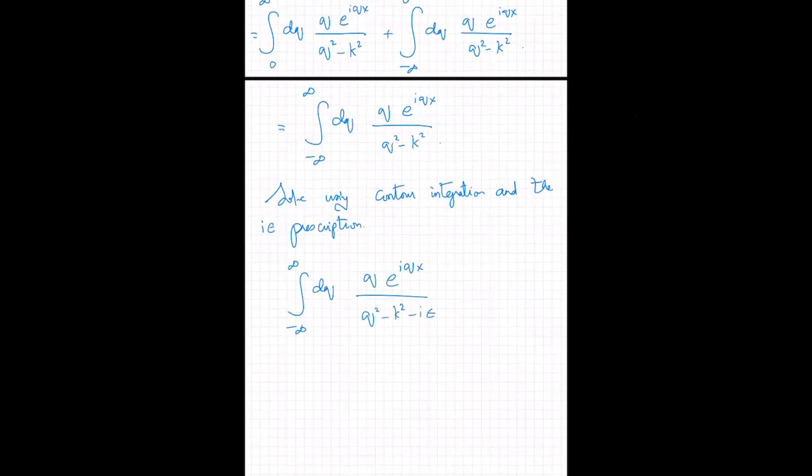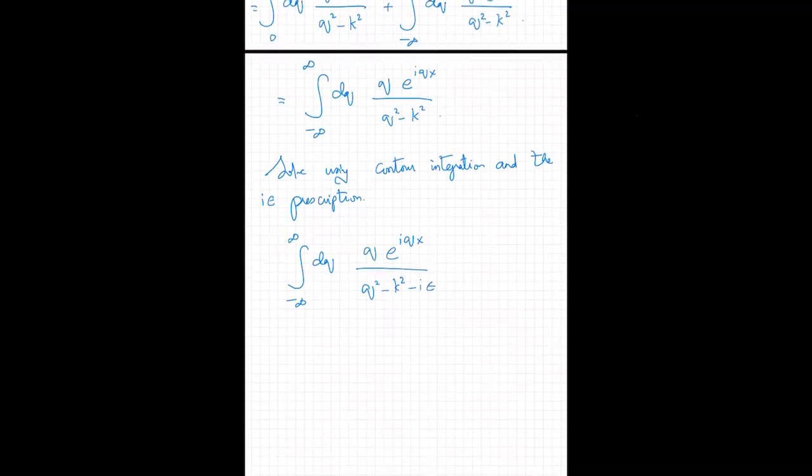I'm going to deliberately put in a factor of i epsilon so that I can do the integration over an imaginary q axis also. So now the real variable q is becoming an imaginary variable q. So this integration over minus infinity to plus infinity can be thought of as an integration over the entire complex plane.